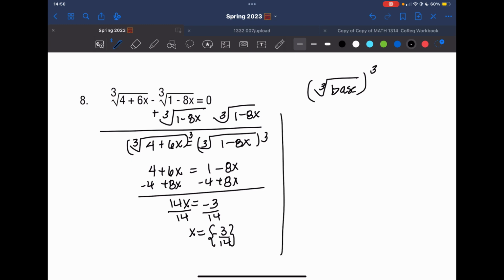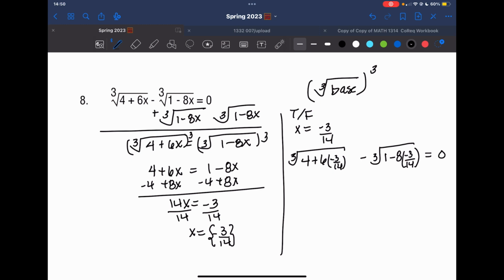So now we have to check our answer for true or false. We want true. So x equals negative 3/14. It's going to be the cube root of 4 plus 6 times negative 3/14 minus the cube root of 1 minus 8 times negative 3/14. Both of those will equal 0. So this is, in your calculator, 1.39 minus 1.39. These are approximate. Equals 0. So 0 equals 0. This is a true statement. So this is your solution.